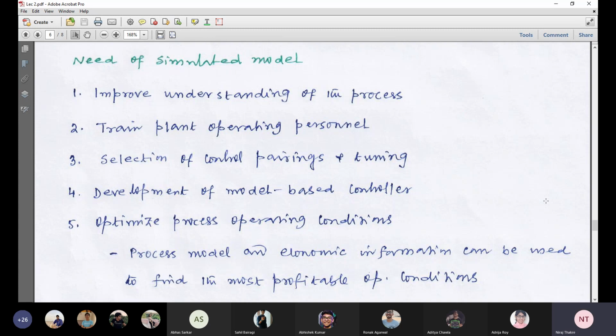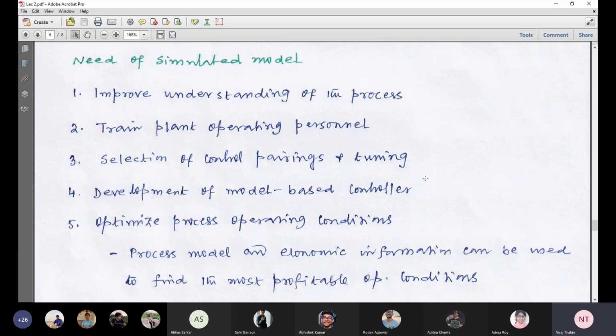And third point, selection of controlled variable, manipulated variable pair. Although we have discussed this with our physical understanding of the process, there are certain criteria based on which usually we select the controlled variable, manipulated variable pairing. And for that we need the process model. I also mentioned that this is beyond the scope of this undergraduate course and it is taught at master's level under the advanced process control course. The process model is also required for controller tuning. This we will study in this course.